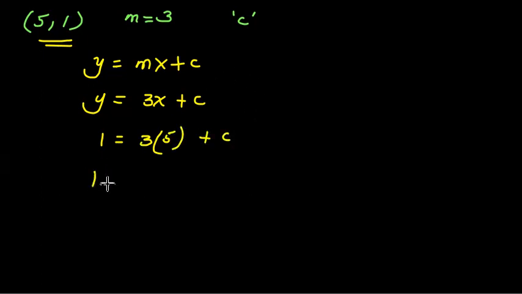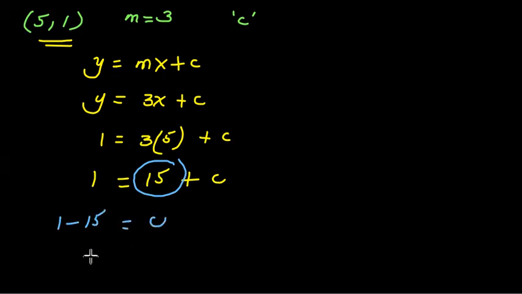And so 1 is equal to 15 plus c. But I've got to transpose this 15. Why? Because I'm looking for c, so I need c on a side by itself. So this becomes 1 minus 15 is equal to c. Hence, minus 14 is equal to c. Minus 14 is equal to c.